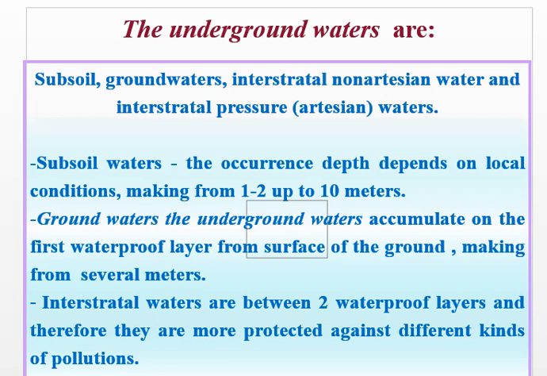The underground waters are subsoil waters, groundwaters, interstratal non-artesian water, and interstratal pressure, or by another name artesian waters. Subsoil waters' depths depend on local conditions, making from 1 up to 10 meters. Groundwater accumulates on the first waterproof layer from the surface of the ground, at several meters. And last, interstratal waters are between two waterproof layers and therefore they are more protected against different kinds of pollution.